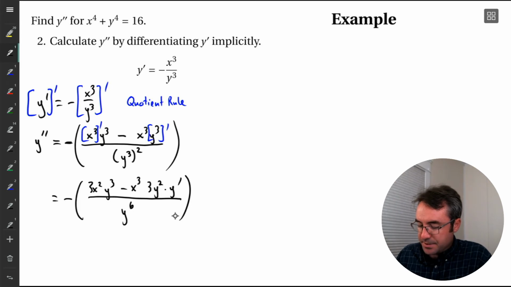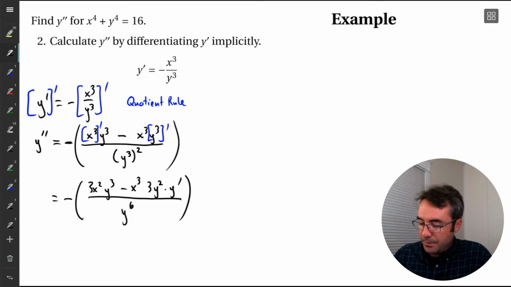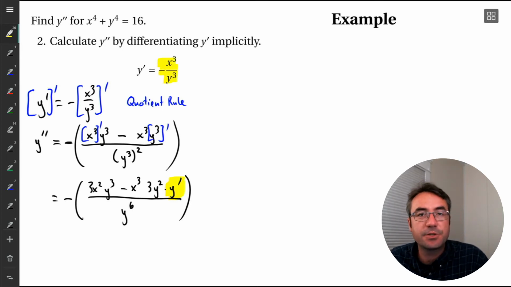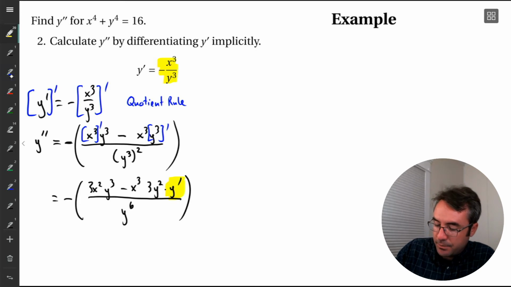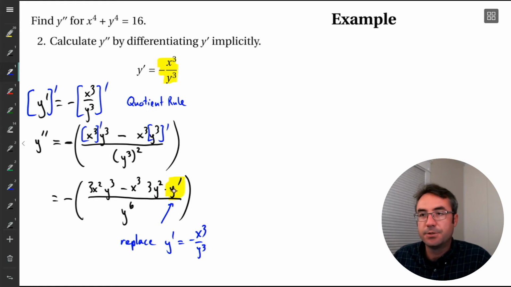So when we look at this, we want our derivative in terms of only x and y. So that wasn't a problem for our first derivative. There was only x's and y's here. But in this second derivative, we're done differentiating, but we have this y prime right here. But we actually know what y prime is. It's negative x cubed over y cubed. So we can actually replace that y prime with what we know. It's negative x cubed over y cubed. So we can fill that in.